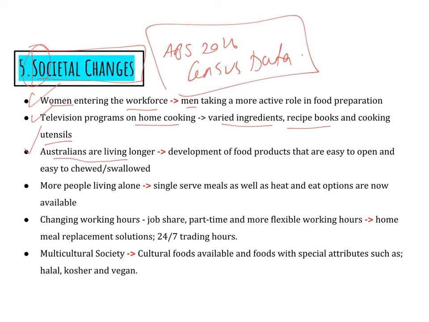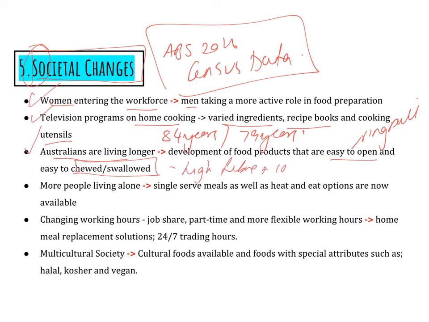Australians are living longer. Typically, the life expectancy of a female is 84 years in Australia, and for men it's 79 years. So since Australians are living longer, the development of food products that are easy to open, for example, a ring pull can, and easy to chew and swallow, as well as foods that are high in fibre and calcium, are beneficial for this particular market segment.